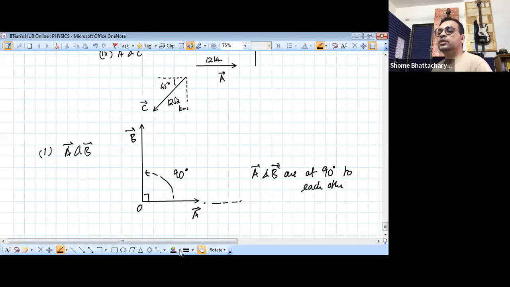Now someone might say that, okay, why is that 90? Why is that not 270? Okay. So actually 90 is the same as 270. So any theta is the same as 360 minus theta. But we always use the smaller one of them.